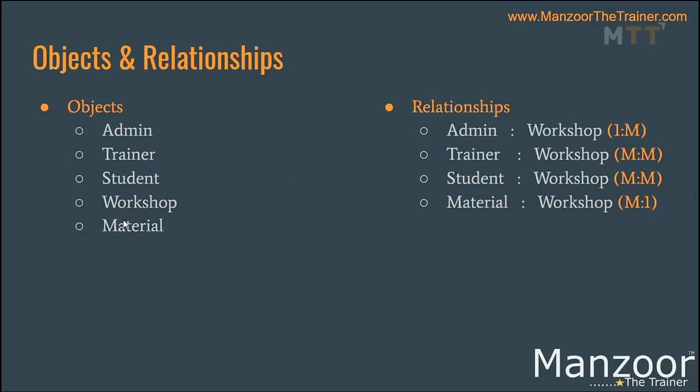1, 2, 3, 4, 5. For 5 objects, 5 tables. One to many relationship, so admin ID will act as a foreign key in workshop. Many to many, you will have trainer workshop table. This many to many, student workshop table. New table you will get, child table. And for this, workshop ID will act as a foreign key. Is this clear?